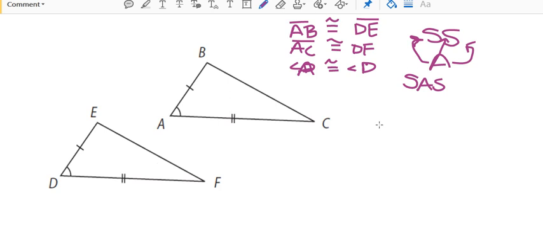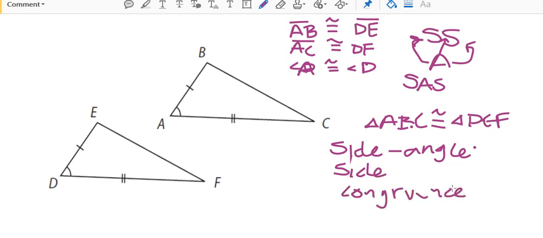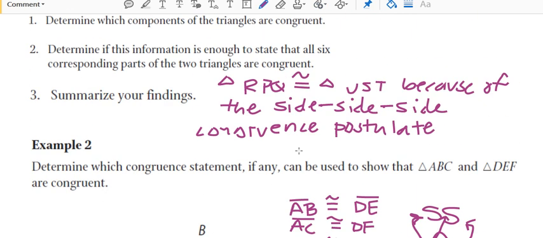So I am able to state that triangle ABC is congruent to triangle DEF because of side angle side congruence. And I think that one is a postulate, side angle side congruence postulate. Is that true?